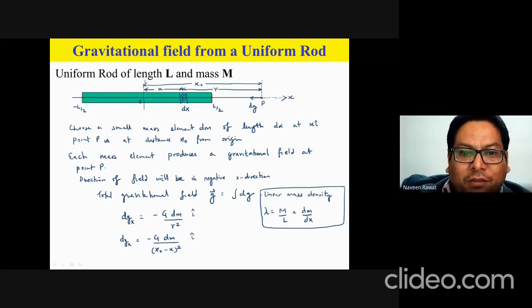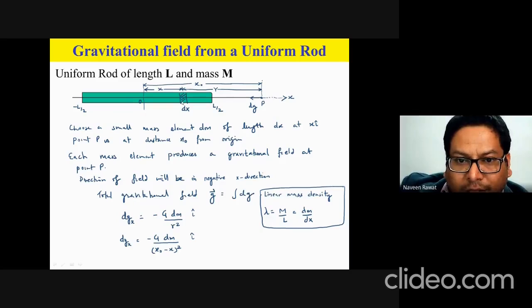First, you have to define where your origin is. So let's put the origin at the center of the rod. Let's consider a small mass element dm, and that small mass element dm will have a certain length dx. So now you have to be careful. Conceptually, what is happening now?